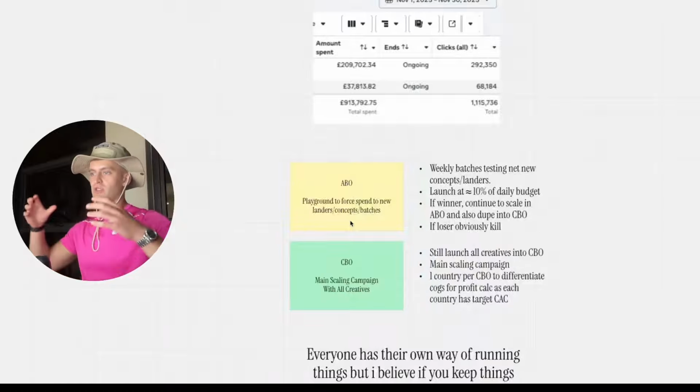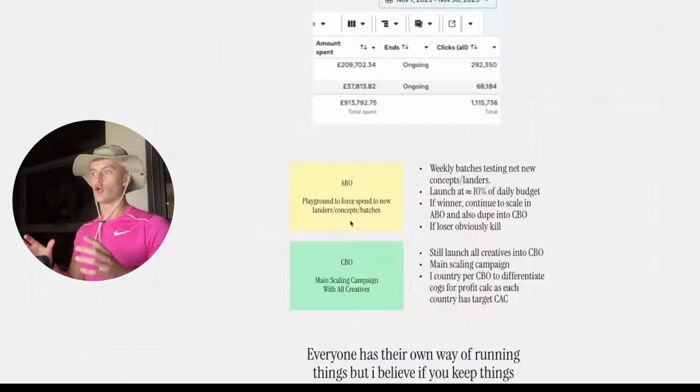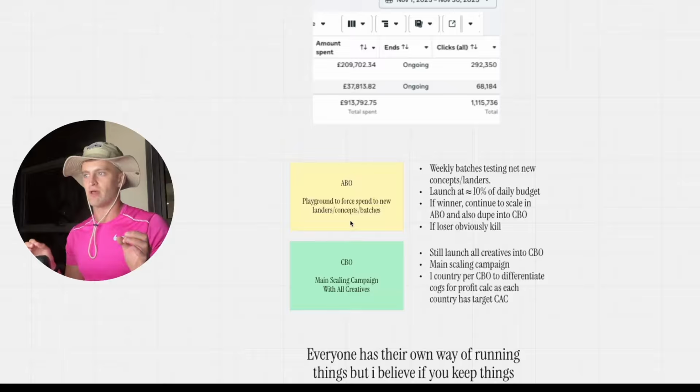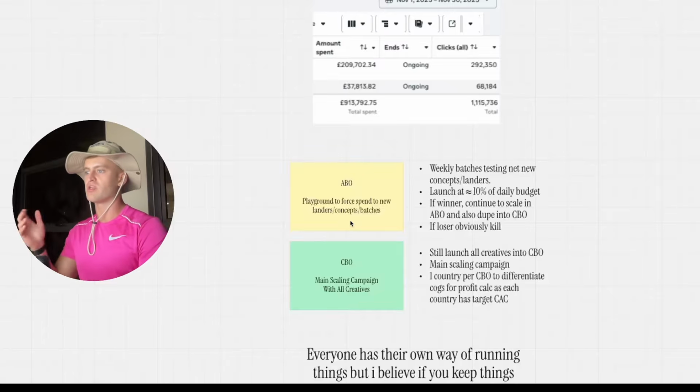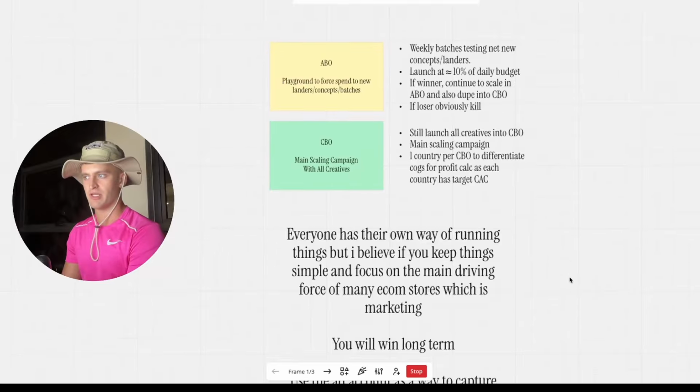The goal is to increase account spend by launching new concepts in the ABO and duplicating them over. And that way we can ensure if we spend a lot of time on an ad batch and put it in a CBO, get zero spend, we don't really learn anything from that. If we put it in the ABO, it spends $200, it doesn't get any sales, or it maybe gets 1 or 2 but is unprofitable, we could still take learnings from that. So it's good to do it this way, in my opinion.